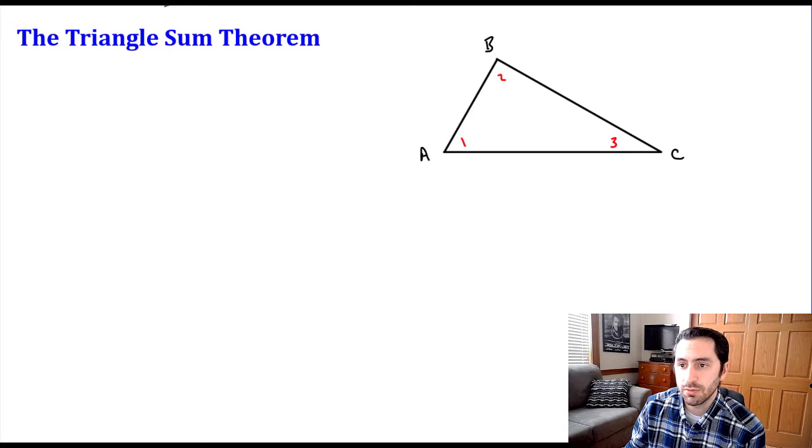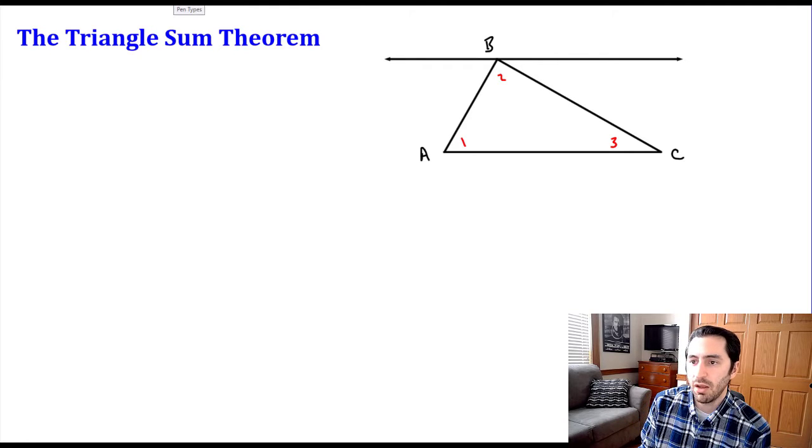The first thing we need to do is add in another line. Through our vertex B, through this vertex, I'm going to draw in a line that is parallel to the bottom of the triangle. So we're going to add in a segment here, and we are drawing it in a specific way so that it ends up being parallel to the segment AC. Now on this line, just so we can reference the line, I'm going to put another point. I'll label that point D. So now we have line BD is parallel to the segment AC.